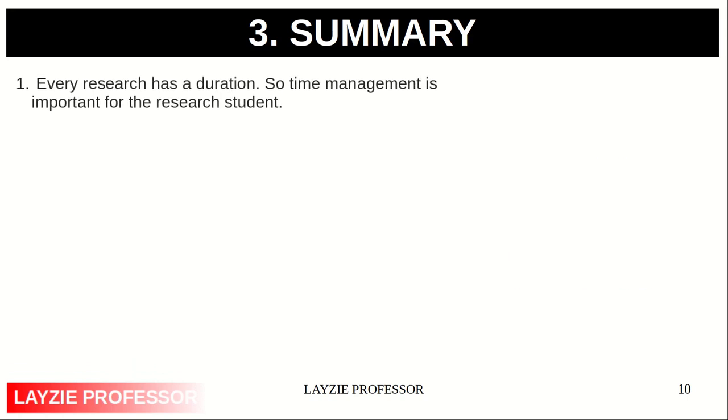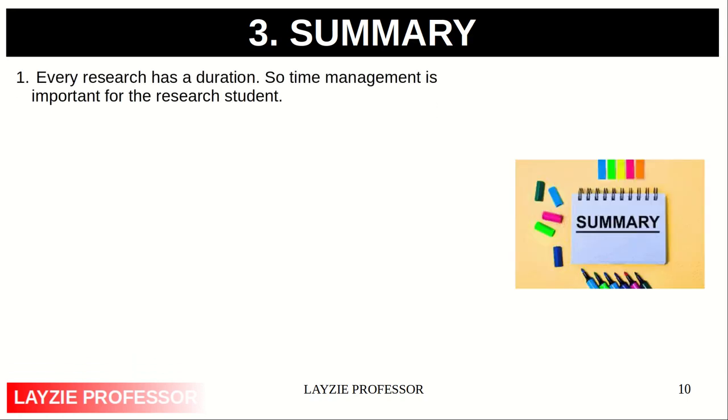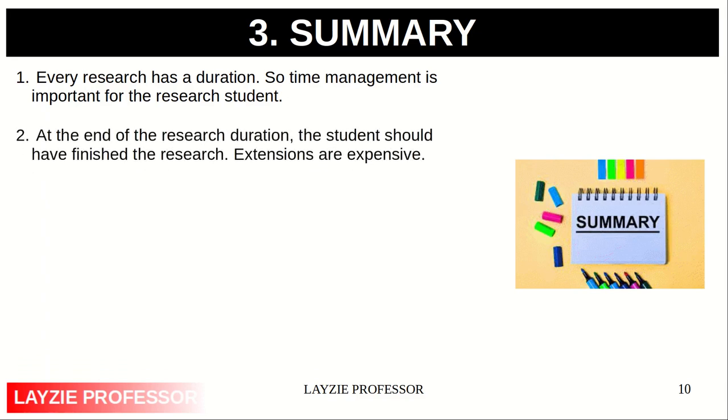So in summary, every research has a duration, so time management is important for the research student. The student must be able to pay attention to the time and what they are using the time for. And at the end of the research duration, as a student, you should have finished the research. If you're not done by then, you may need to have an extension of the period, and this extension comes with a whole lot of inconvenience, and sometimes it's also expensive because some of the schools will charge you for that.